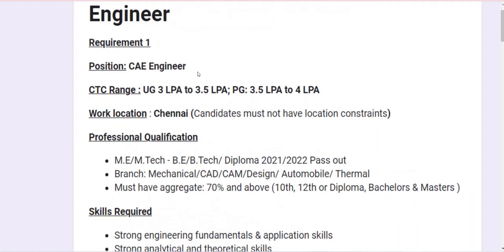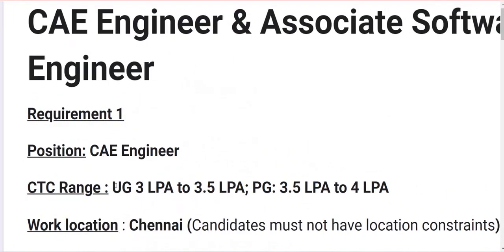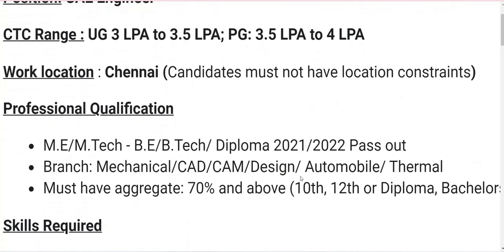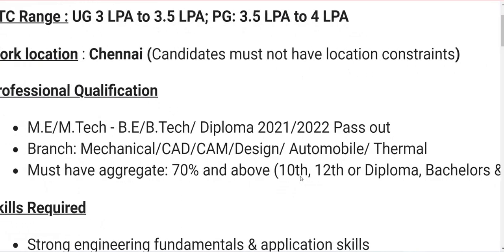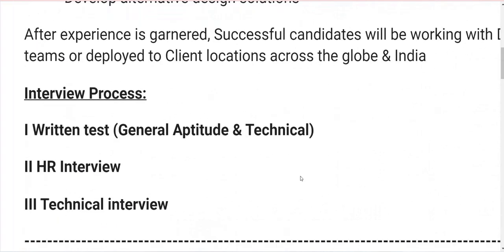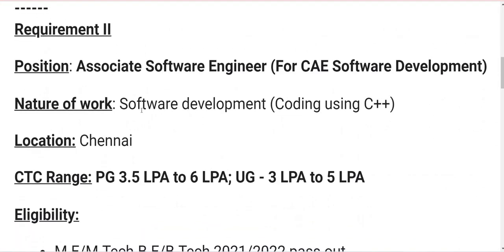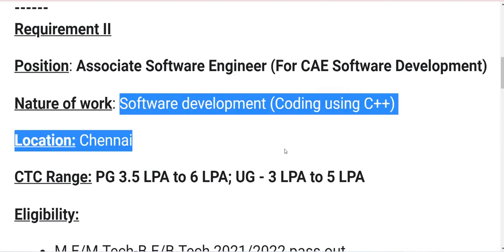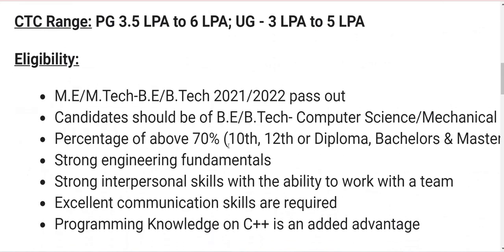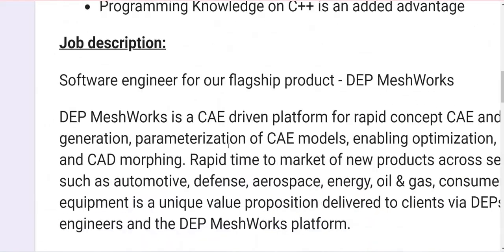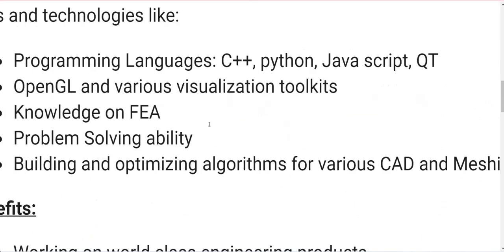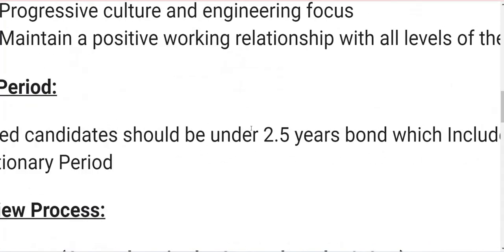This is CA engineering and associate engineering from UG, which is in both CS as well as mechanical and civil. UG 3 to 3.5, PG 3 to 4 LPA, automation, thermal and bachelor's with 70%. These are all the key skills which they require. Software development coding for the CA role, and the CTC range which they mentioned is 3 to 6 for PG and 3 to 5 for UG. Computer science, mechanical, civil, all can apply for this role with coding knowledge. This many skills they are expecting from the student. With knowledge of any one, you can start applying here through the Google form, and you should sign a 2.5 year bond.